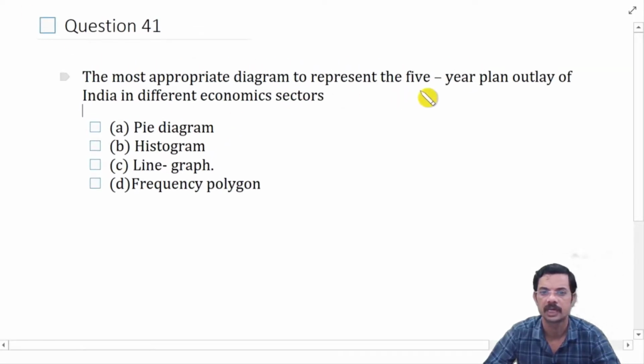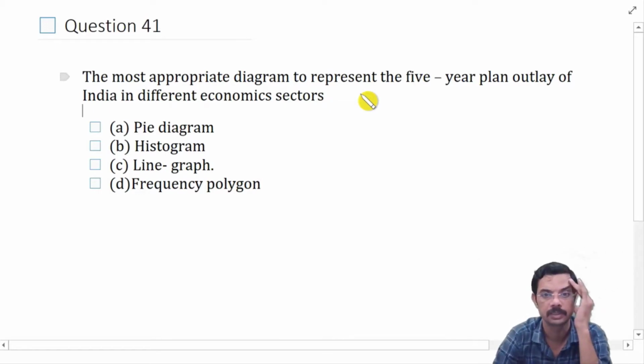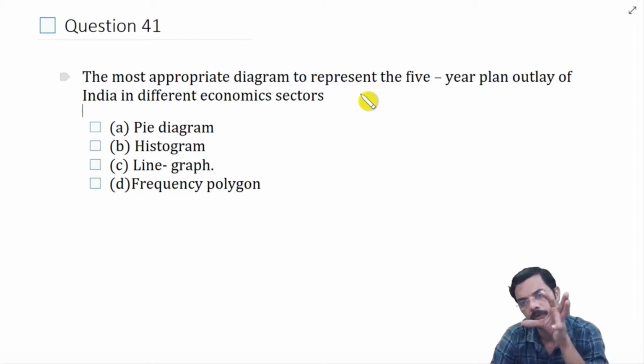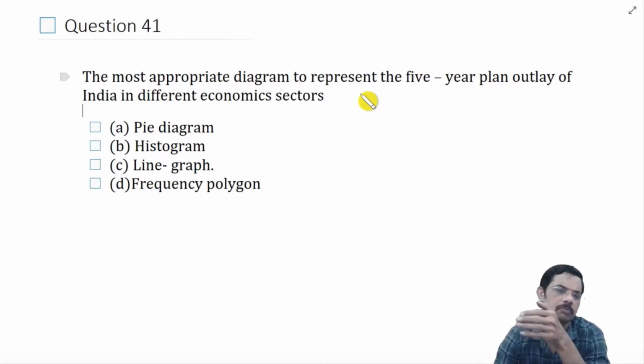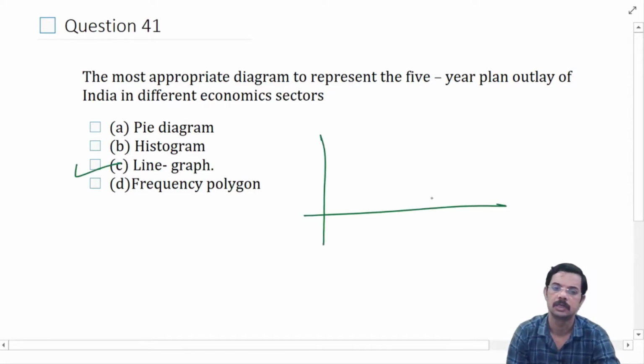The most appropriate diagram to represent a 5-year plan outlay of India in different economic sectors will be which of the following? See here, 5-year plans are to be presented for different sectors also. If we were talking about the plan of 1 year, it may be represented by a pie diagram, but here we are going to compare different years also. So a histogram will not be possible. Frequency polygon also will not be possible. So a much better option is the line diagram. Here we can give the time.